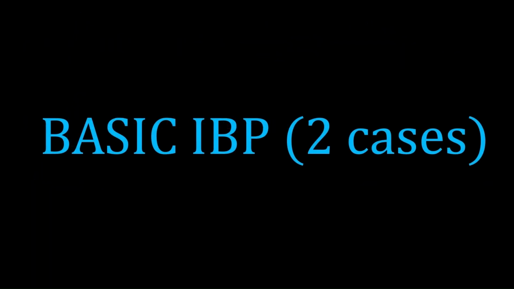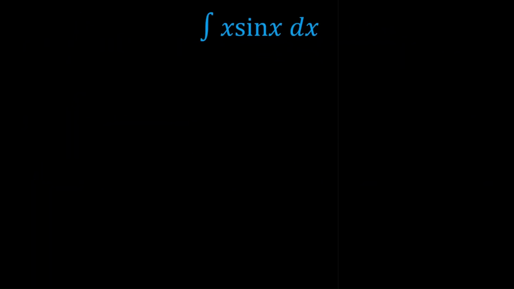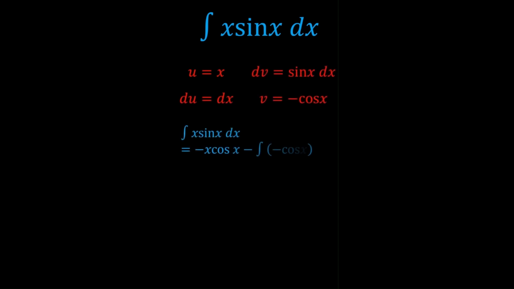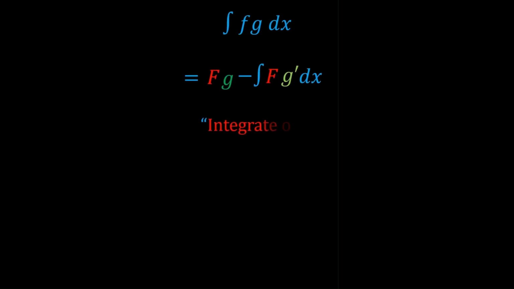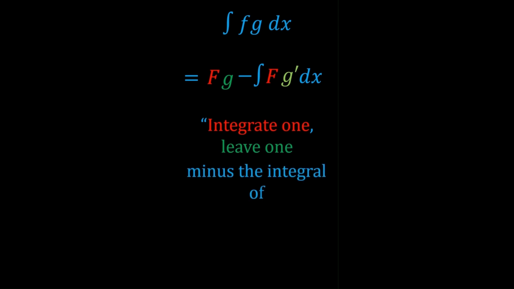Method number 2, basic integration by parts. After this video, you will never have to write u, du, dv, and v ever again. You'll be able to do integration by parts in one line. Here's the new method. Integrate 1, leave 1, minus the integral of integrate 1, differentiate 1. By the way, capital F is just the integral of lowercase f.